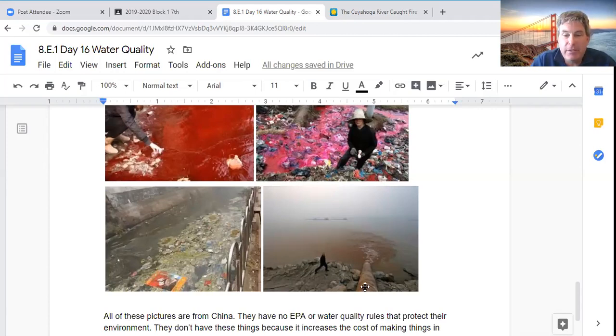Hey, look at this. Here's this big pipe. This pipe comes from a factory. Look at it just dumping crud into the water. Now look at the air. Their air's not doing much better than their water right now. But look at the water.